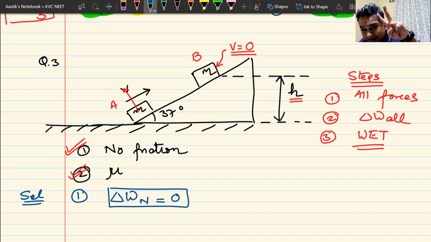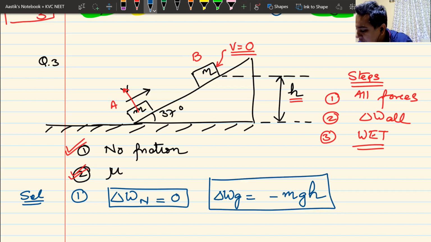Okay. The second force is then gravity. What is the work done by gravity? Will it be positive, will it be negative? For that, we see whether the block is moving up or moving down. In this case, the block is moving up, so it is negative: minus mg into the height h. So these are the two forces, and these are the work done by the two forces. The third step would now be to apply work energy theorem.